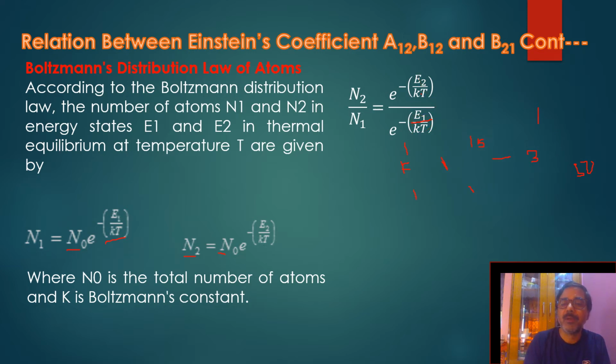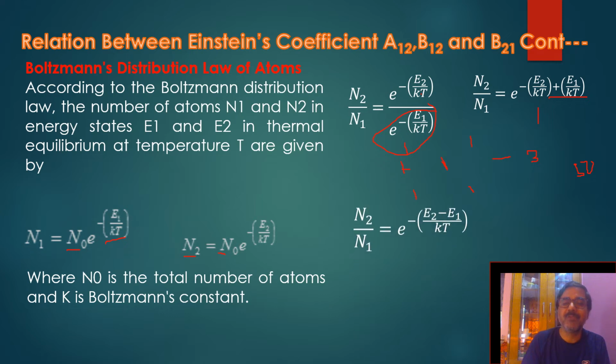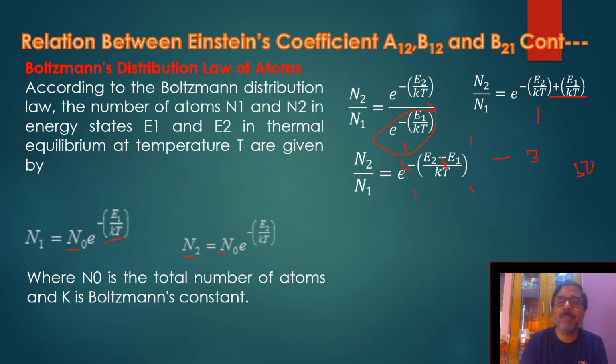All right, so I hope now you will be able to understand. This is what I have done, N2 upon N1. This is what I have written. I have simply substituted the value, so N2 upon N1, this value I have taken up over here. It is a very simple calculation. So N2 upon N1 equals exponential minus, I have taken common. Here it is plus, so here I have made it minus, because minus minus becomes plus. So what I can write is E2 minus E1 by KT.